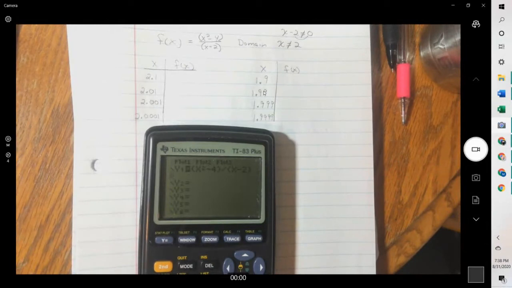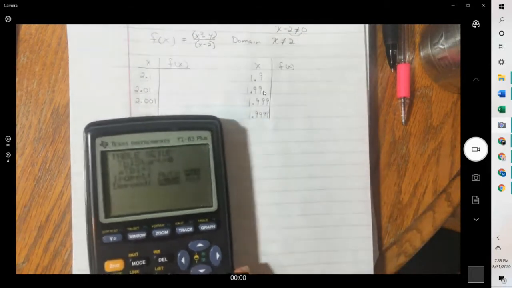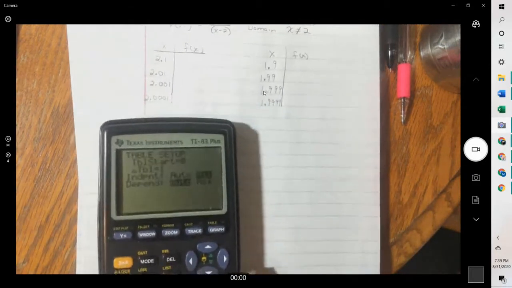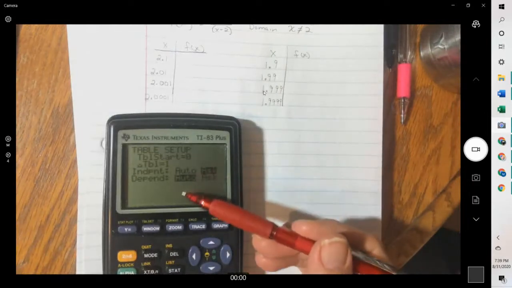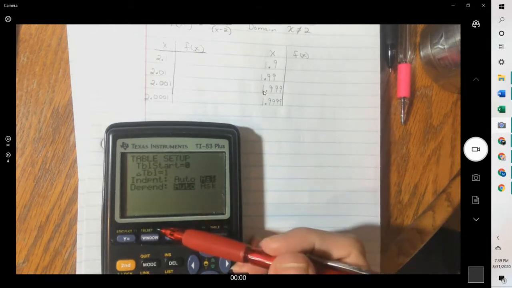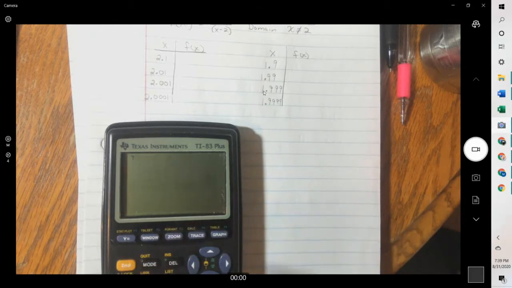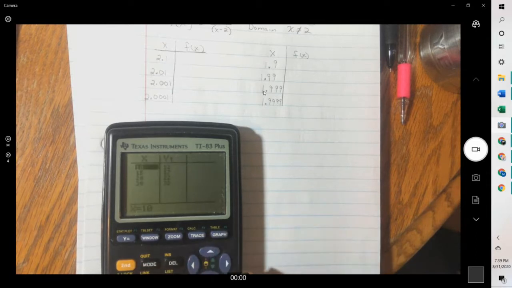Now I'm not worried about the window because we're not going to graph it. We're going to go over to the table and plug in values. And so before we go to the table, see table set, hit second and table set, and make sure that it's on Ask and not Auto. This way we can plug values in. If it's on Auto, it's going to plug them in itself. So make sure it's on Ask. That was under table set up here. Then second and quit.